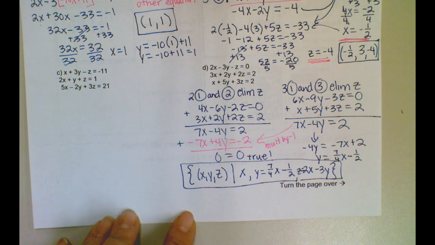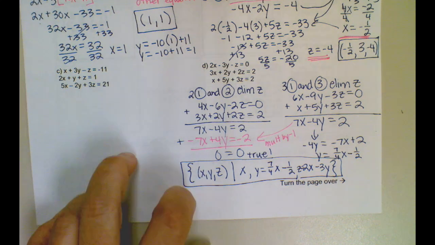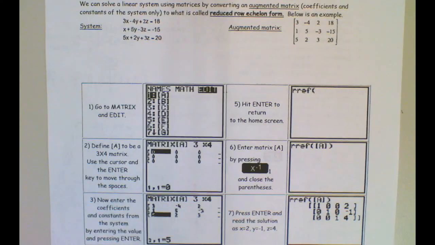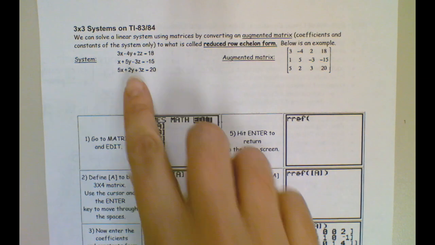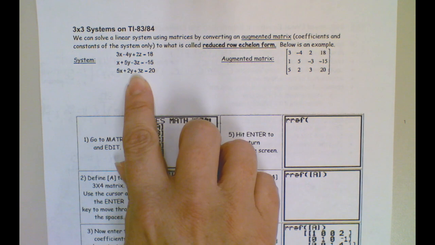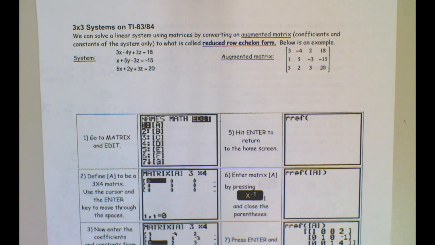Okay. Now I'm going to show you how to check your solutions on the graphing calculator. I do have all the screenshots here, so you should be able to do this yourself as well. So this is the example of the 3x3 system. You can do it for 2x2s as well. You have to use matrices.